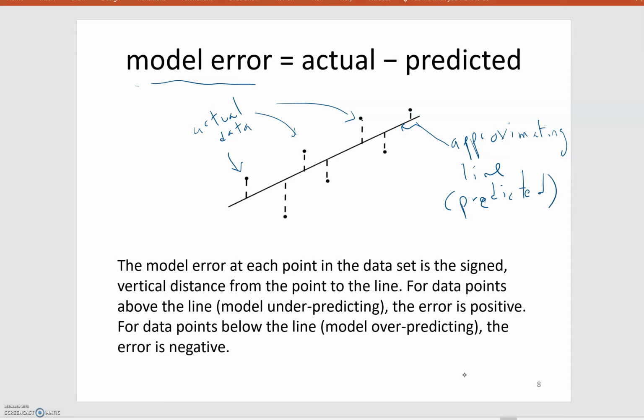Okay. And since we can't find a single line that passes through all of these points, basically what we're trying to do is get this line as close to all of the points kind of overall in some way. And one way to do that is by looking at these things called model errors. And you can see at the top of the screen, the model error is the difference between the actual data value and the predicted data value. So say, for example, right here, our model error is basically that length right there.